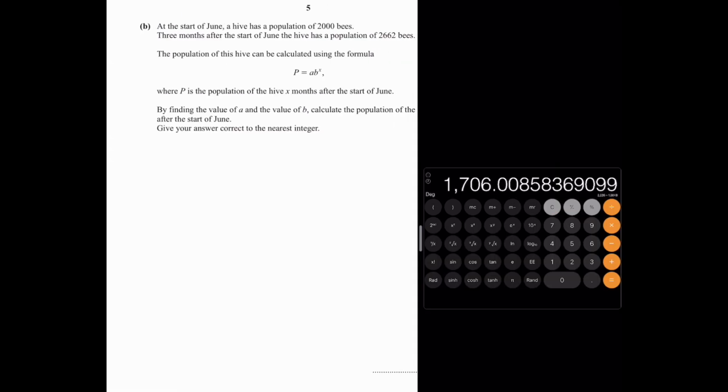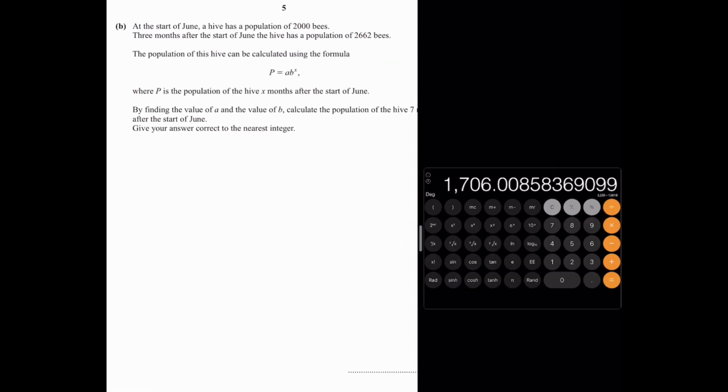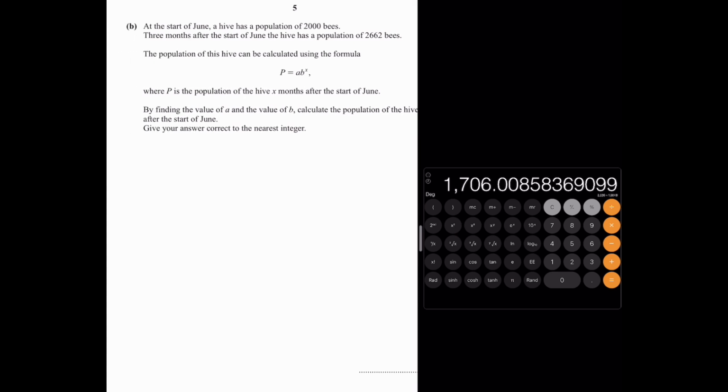At the start of June, the hive has a population of 2,000 bees. 3 months after the start of June, the hive has a population of 2662 bees. The population of this hive can be calculated using the formula P equals A B to the power X, where P is the population of the hive X months after the start of June. A and B are constants. By finding the value of A and B, calculate the population of the hive 7 months after the start of June. Give your answer correct to the nearest integer.